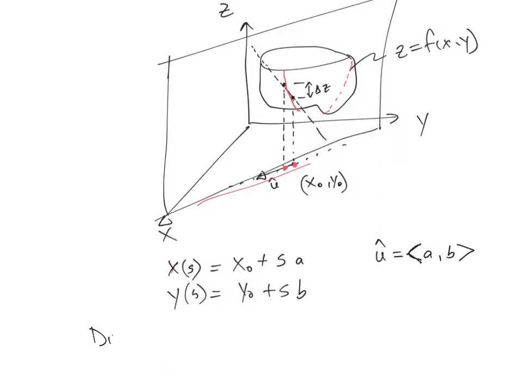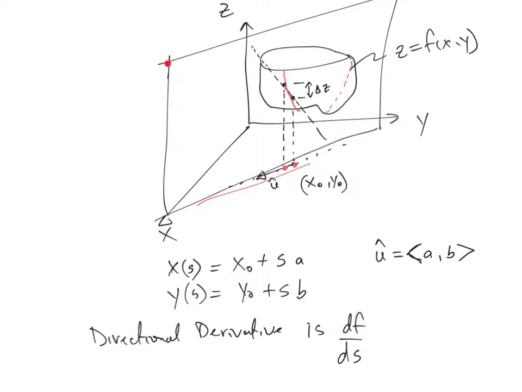The directional derivative is df. That's how much my function is changing, and that's z, as a result of a change in s, which is an arc length along this line in the xy plane as I move in this direction of u hat. Okay?